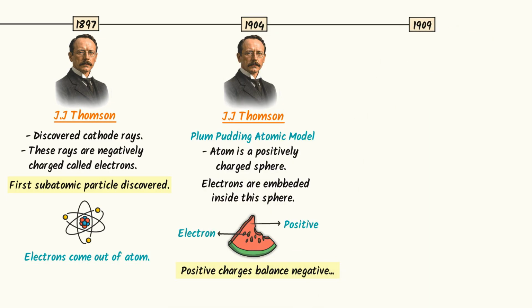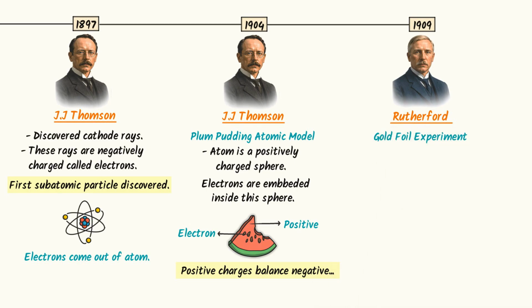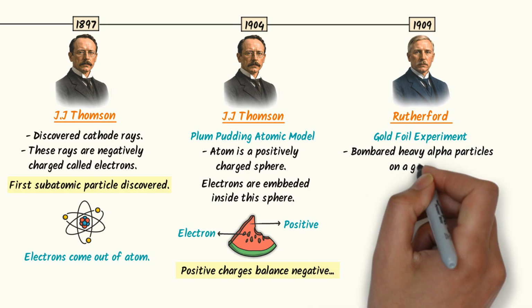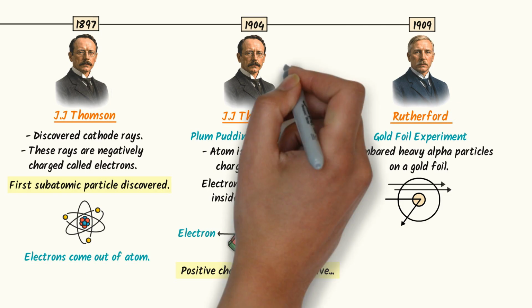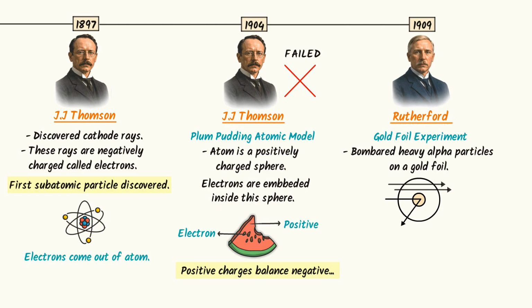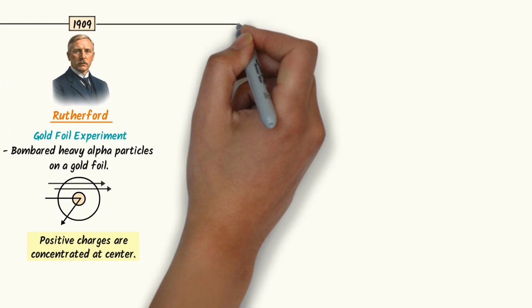Then in 1909, Rutherford Baba came and he presented his famous gold foil experiment. He bombarded heavy alpha particles on gold foil. He observed that some heavy particles passed through the gold foil, but a few particles bounced back. Rutherford Baba states that J. J. Thomson is totally wrong. Atom as a whole is not a positively charged sphere. Rather, positive charges are concentrated in one spot. Thus, the plum pudding model of J. J. Thomson failed.